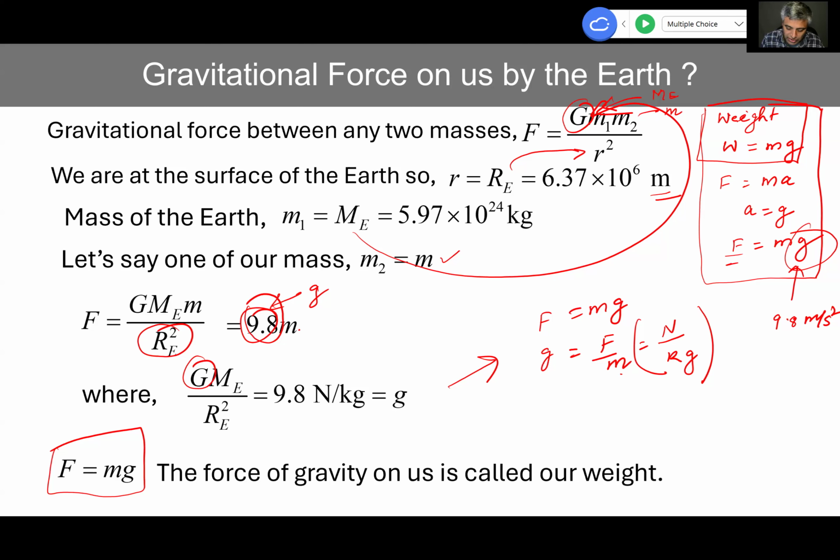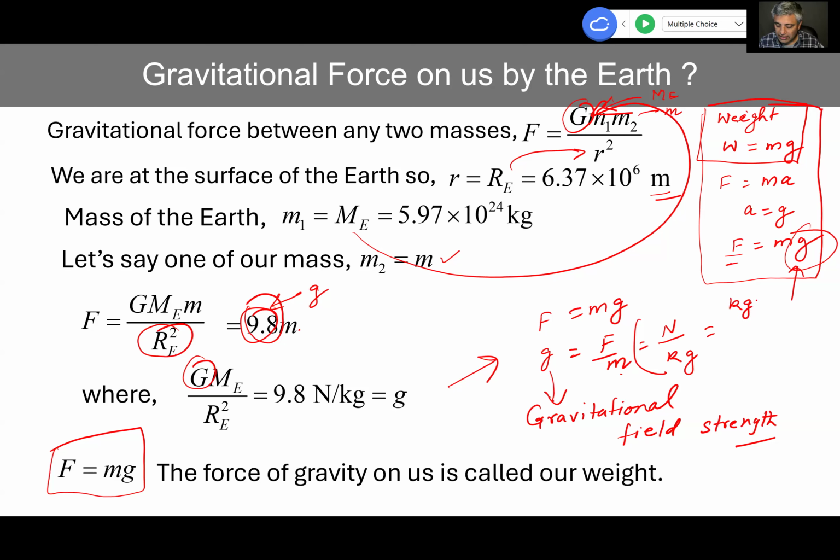So this g is called gravitational field strength. That is its proper name. When we talk about g in terms of gravitational field strength, we use the unit Newton over kilogram. But it is no different than meter per second squared. It's the same, just written slightly differently.